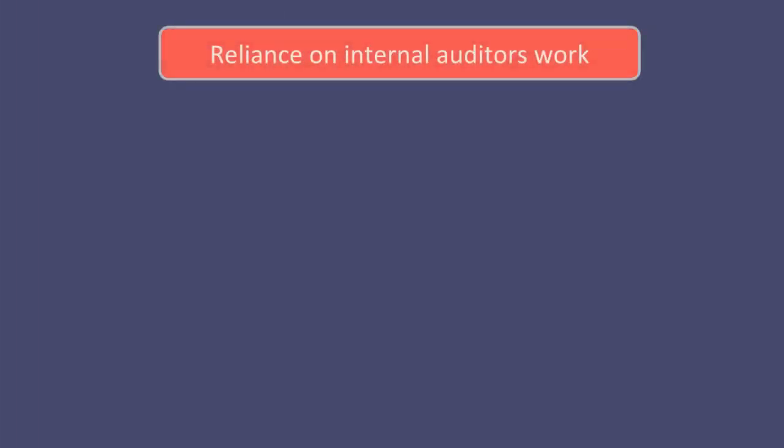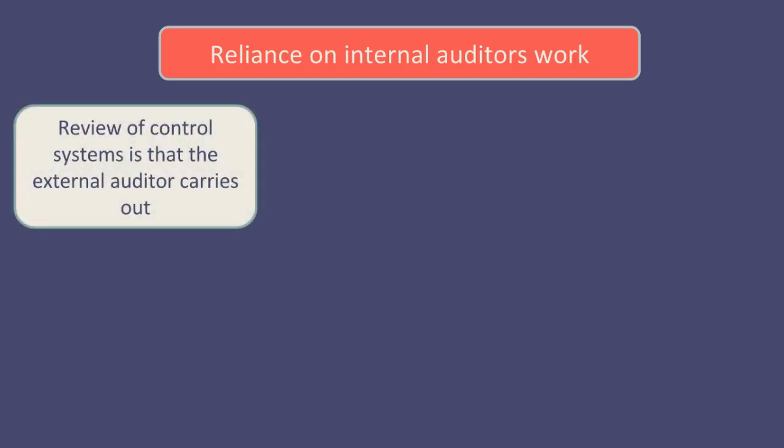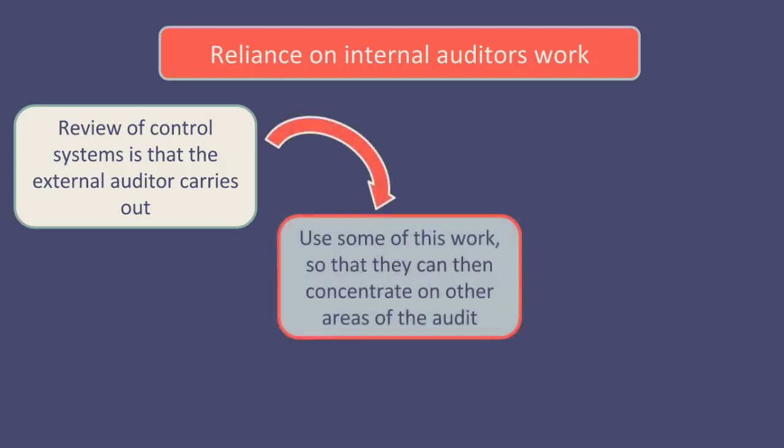External auditors may be able to use some of the work that an internal auditor produces. For example, the review of control systems to highlight deficiencies and testing of control systems is something that the external auditor carries out as part of their audit work. It may be possible to use some of this work with permission so that they can then concentrate on other more complex areas of the audit.